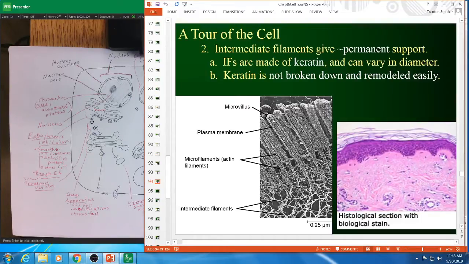So if you notice, the structure of these is supported by microfilaments. But underneath that, once you get down into the heart of the cell, the cytoskeleton changes and is more based on intermediate filaments.